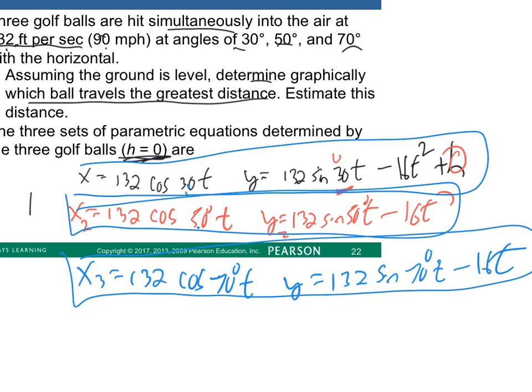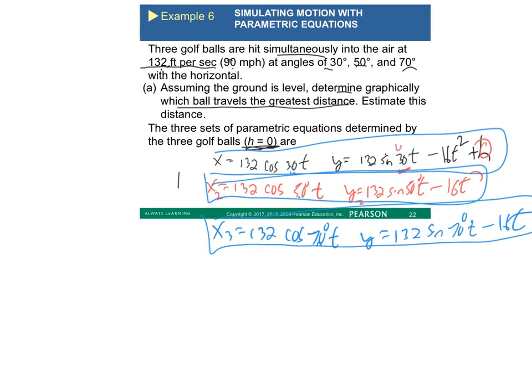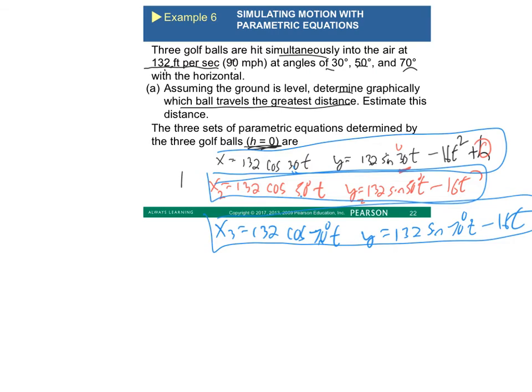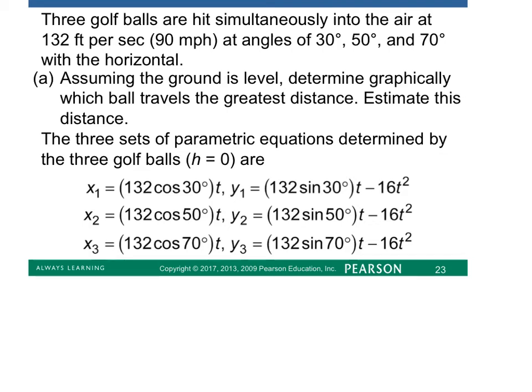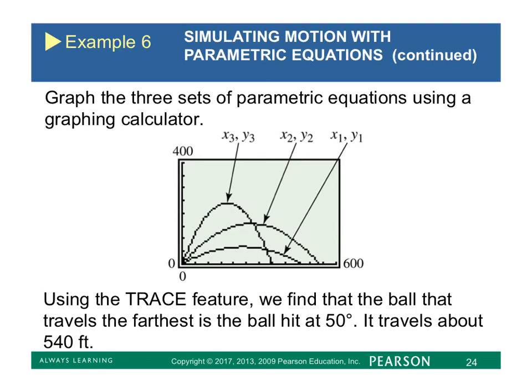But what do you think? Which one do you think is going to go farther? The one that has a smaller angle or the one that has the larger angle? You would have to graph them and find out. Let's jump to the rest of the story. Notice they all have the plus 0, plus 0, plus 0. And 30, 50, 70, they're all 132. So it's a pretty easy equation to use. Very useful. Graph them in parametric.